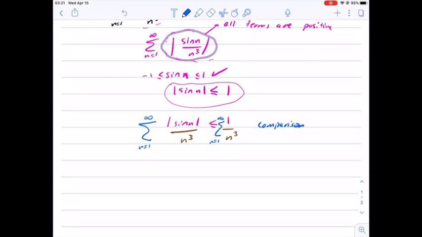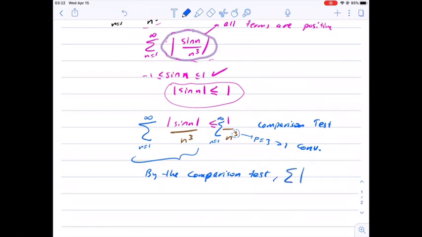Now we have a comparison. We can apply the comparison test here because we are comparing two series. Now if we look at the series on the right hand side, this is a p-series with p equals 3. It's greater than 1. That means the series is convergent. So if the larger series is convergent, that means our series, the smaller series, is convergent. By the comparison test, our series, the absolute value of sine n over n cubed, is convergent.